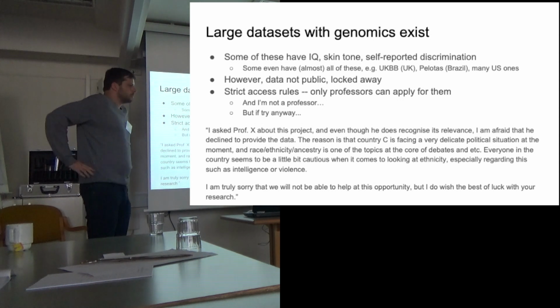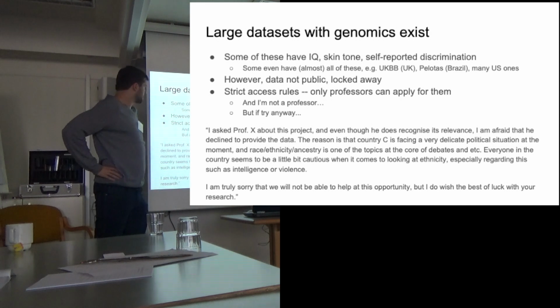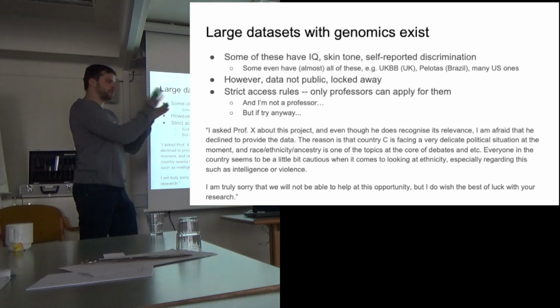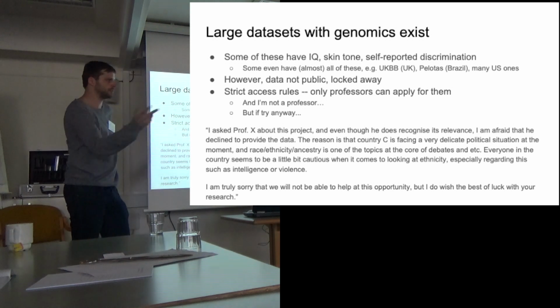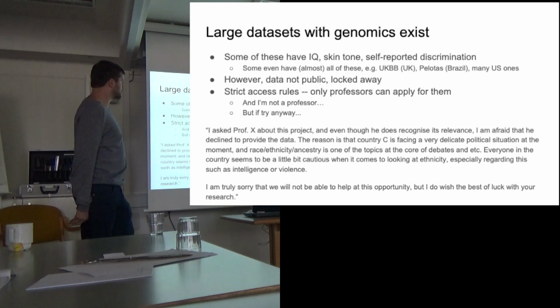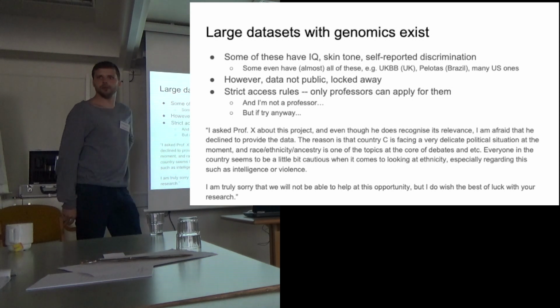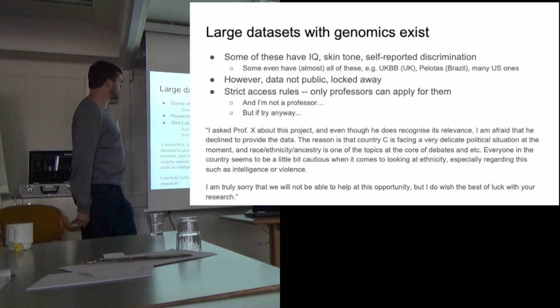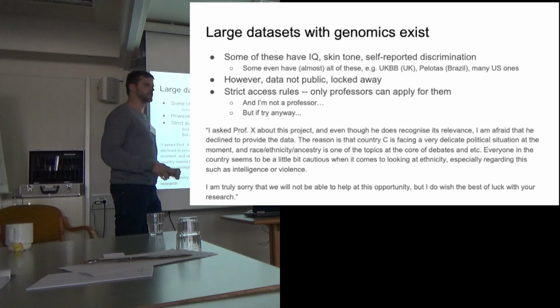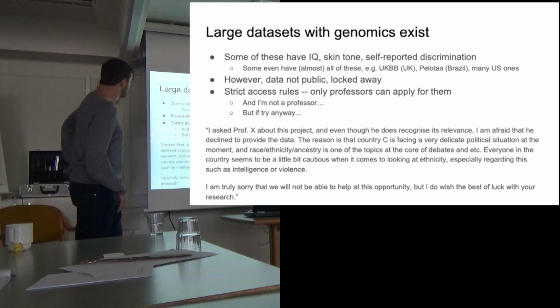So, large data sets with genomic data, they do exist. And in fact, some of these have both IQ, skin tone, and self-reported discrimination, so you can actually just plot all of this into one regression model and you get the final answer to these questions, more or less. And there are some like UK Biobank, which somehow has skin color, and Pelotas is a Brazilian data set, which is easier to get, but there's actually a bunch of other US ones, and I compiled a big spreadsheet with all these data sets if someone is inclined to apply for them.